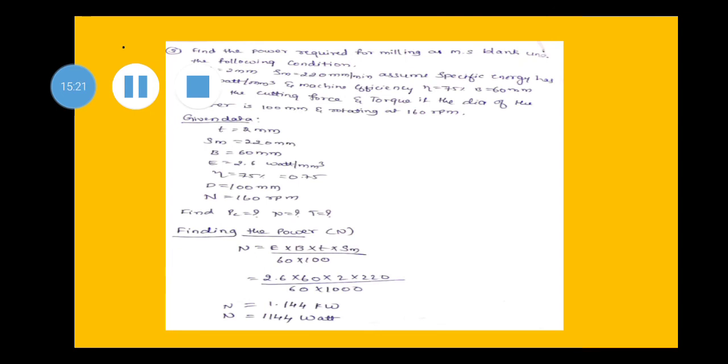Next question: find the power required for milling an MS blank under the following conditions. The thickness is 2 mm, SM is 220 mm per minute, width is 60 mm, specific energy E is 2.8 watt per mm cube, efficiency 0.75, diameter is 100 mm, N is 160 rpm. Find the cutting power. N is equal to E into B into T into SM divided by 60 into 100. Substituting the values, N is 1144 watt.